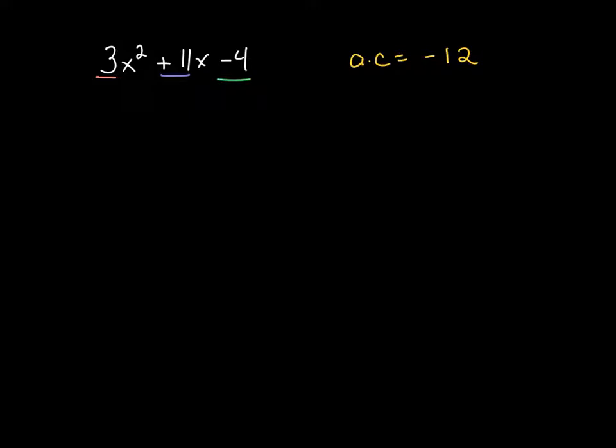Now our signs need to be different because we need a positive and a negative in order to get a negative answer when multiplying. And since B is positive, we want the larger number to be positive so that when added together we get a positive answer. So negative 1 times 12. And that actually works, so we don't have to keep going. Negative 1 plus 12 equals 11.